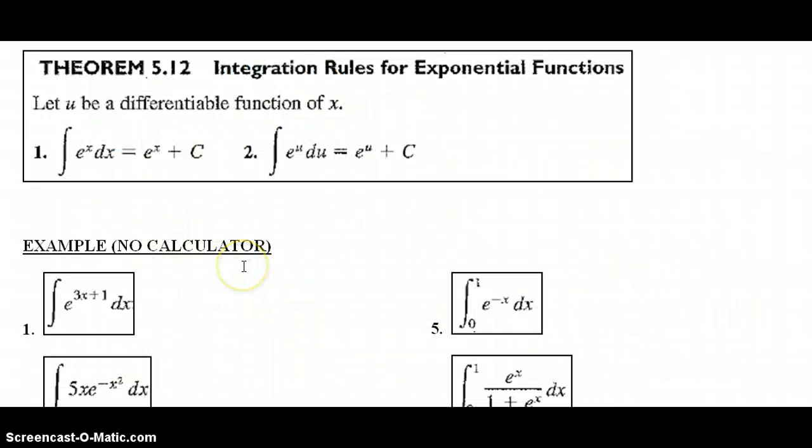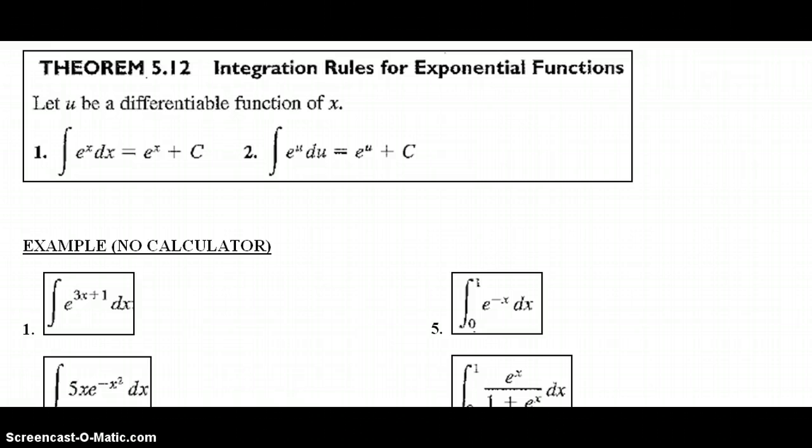Theorem 5.12 shows us the integration rules for exponential functions. Let u be a differentiable function of x. The first rule says that if we take the integral of e to the x dx, it equals e to the x plus c. And that is about as simple of an integration rule as we have.